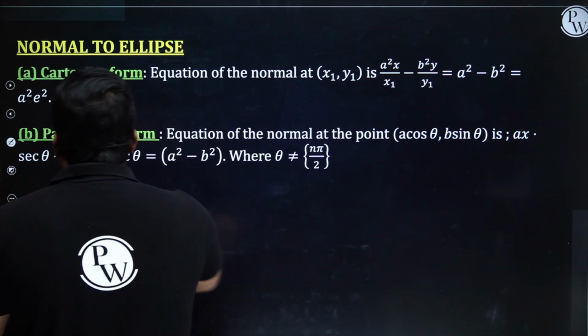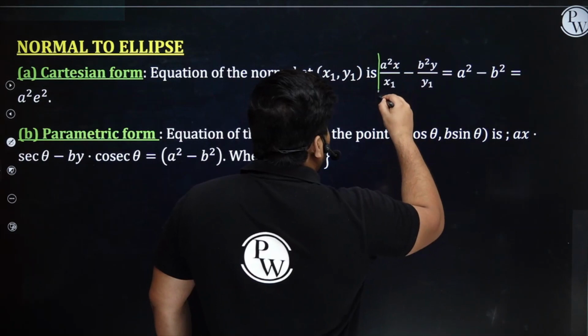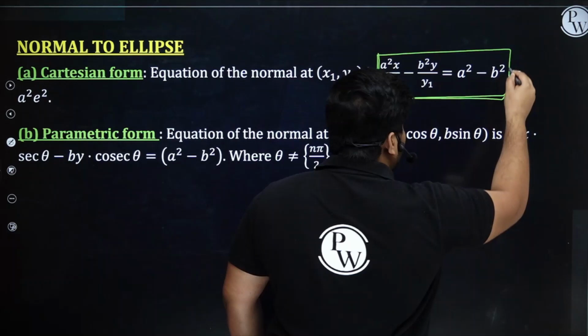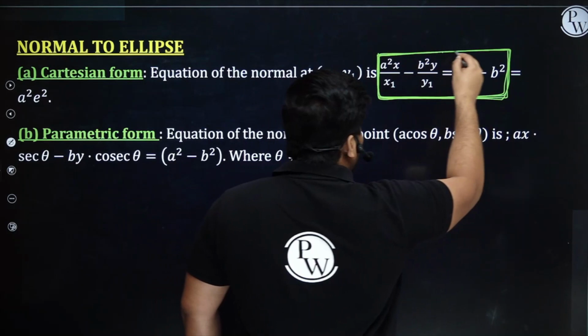So this is how you write it in point form: a square x upon x1 minus b square y upon y1 equal to a square minus b square. This is highly recommended, guys. You have to remember it at any cost. You have to memorize it at any cost.